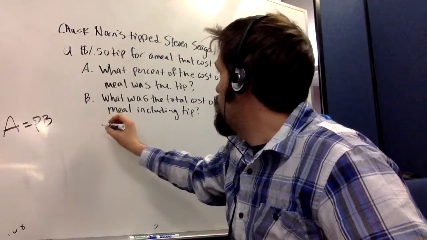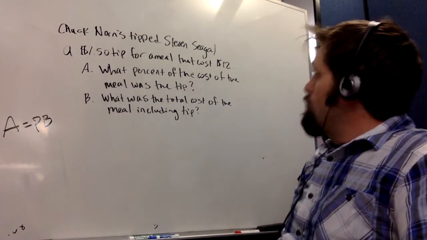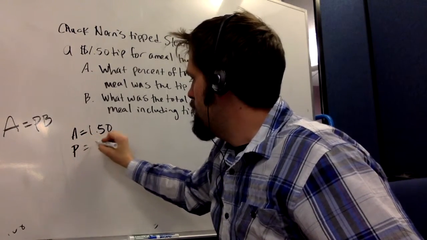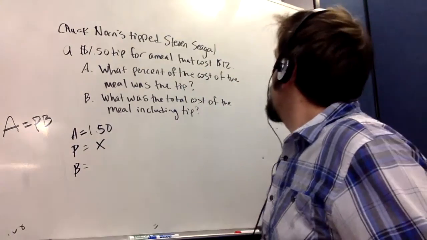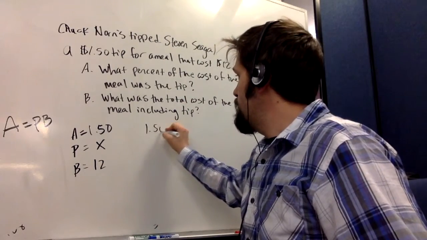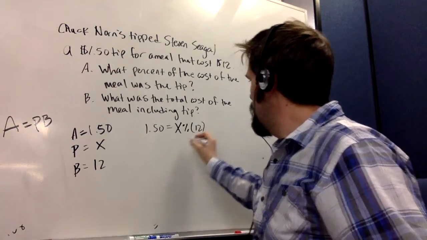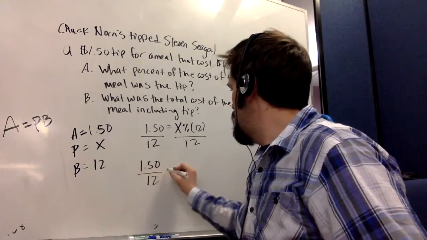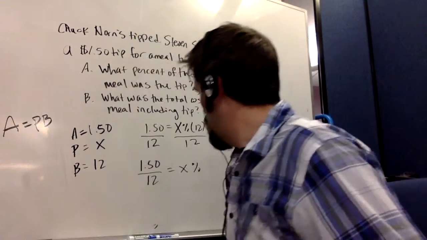So we can identify that the amount is $1.50. The percent is unknown. Let's call it X. The base is the cost of the meal without the tip. And so that's $12. 1.50 equals X percent of 12. Divide both sides by 12. So we know that we can find that quotient with long division.